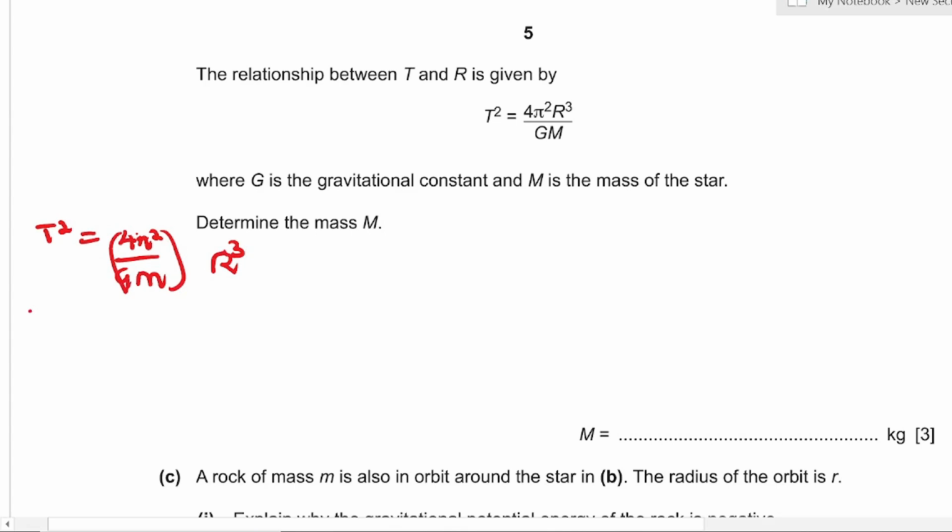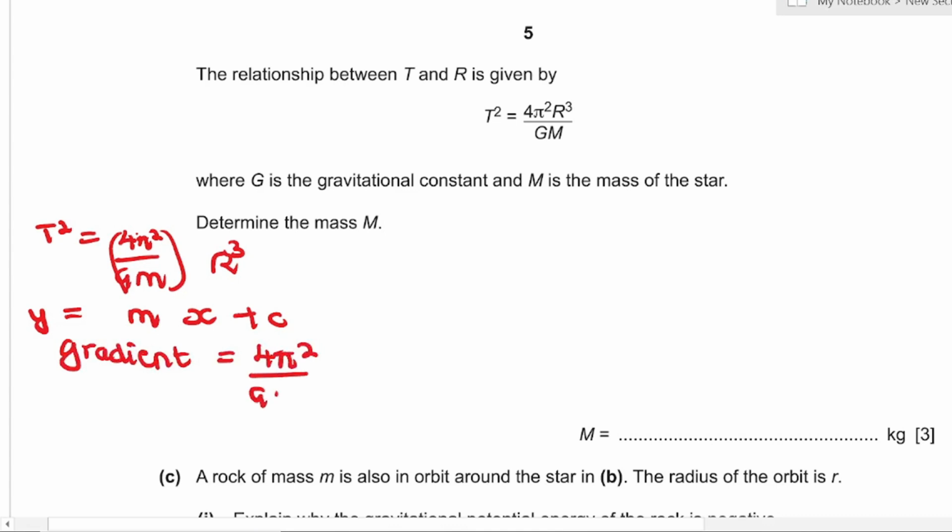As you can see, this is an equation of y equals mx plus c. T squared is on our y-axis, and r cubed is the value of x. In this case, the plus c is actually 0. So what this implies is that the gradient of our graph is going to be equivalent to 4 pi squared divided by G multiplied by M.